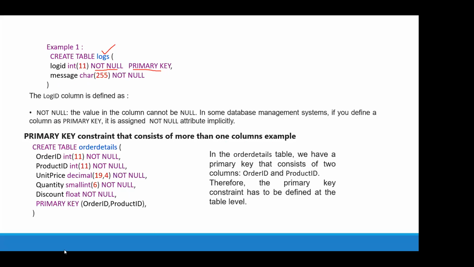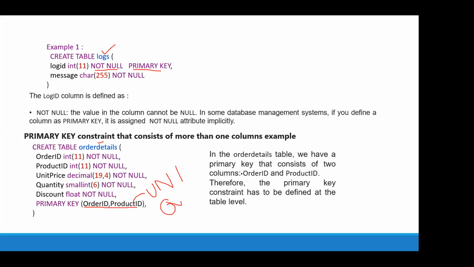Okay. So here order ID, product ID, unit price, quantity, and discount are the column names of the table order details. I am defining a composite primary key that contains two columns, order ID and product ID. These two must be unique. This point you have to remember: combined together, these two must be unique. So that is the use of primary key.